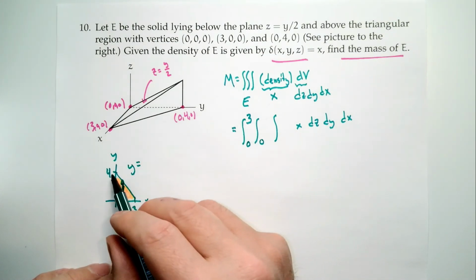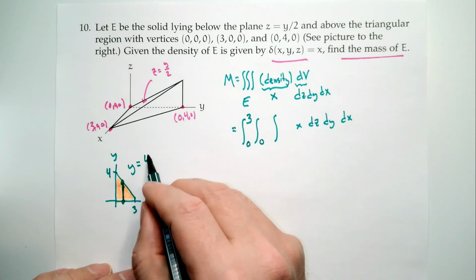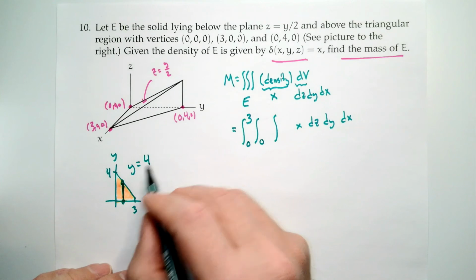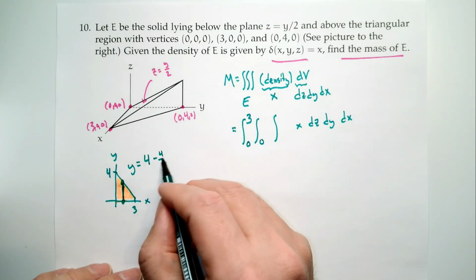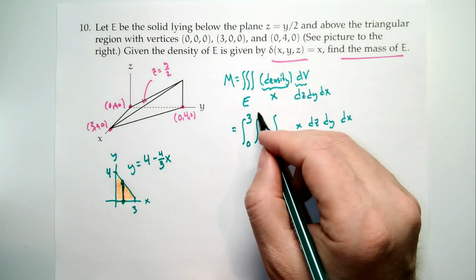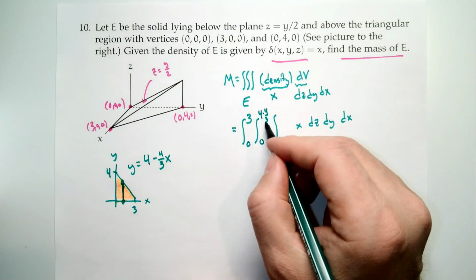We know the y-intercept is 4, and then we go down 4 over 3. So down 4 over 3 minus 4/3 x. So that's our 4 minus 4/3 x.